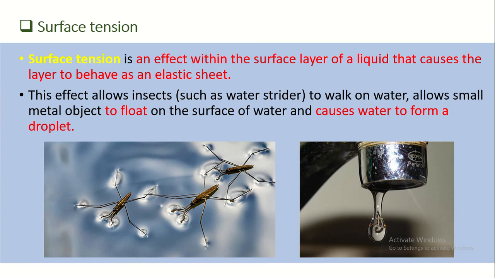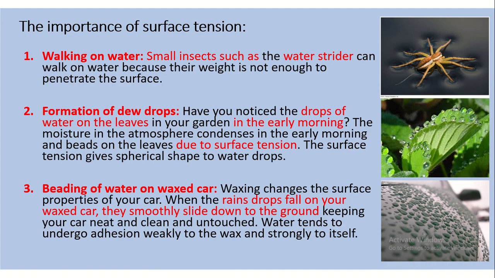The second one is surface tension. Surface tension refers to an effect within the surface layer of a liquid that causes the layer to behave as an elastic sheet, just like in this figure. So this effect allows small insects such as the water strider to walk on the water, allows small metal objects to float on the surface of the water, and causes water to form a droplet.